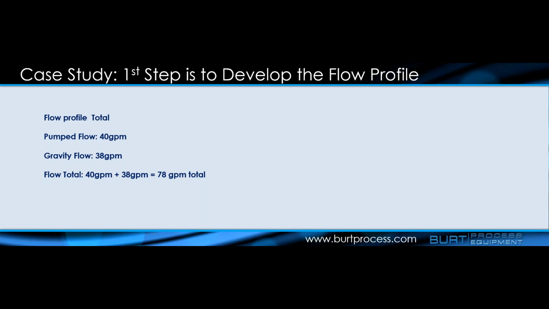You wouldn't want to size it for an average flow. The average flow in this case would be 39 gallons per minute. If you did see 78 GPM, you would run the risk of going out of spec with your system, and obviously going out of spec entails a lot from a fine standpoint.